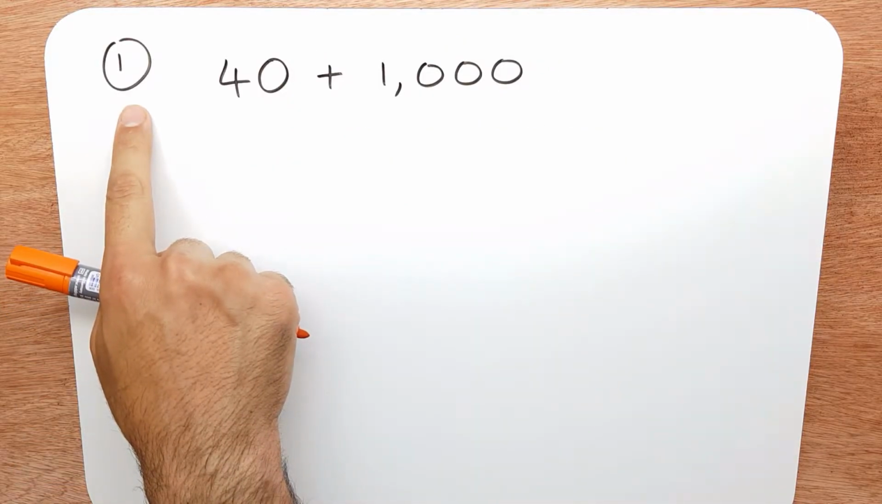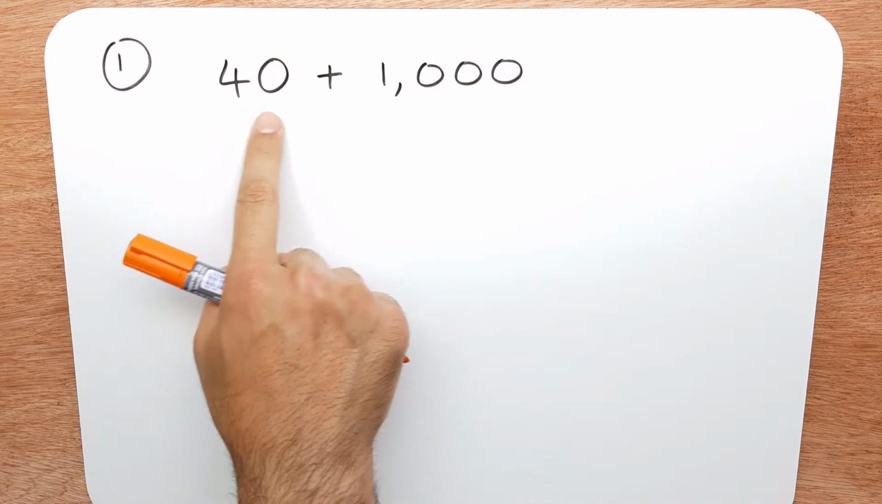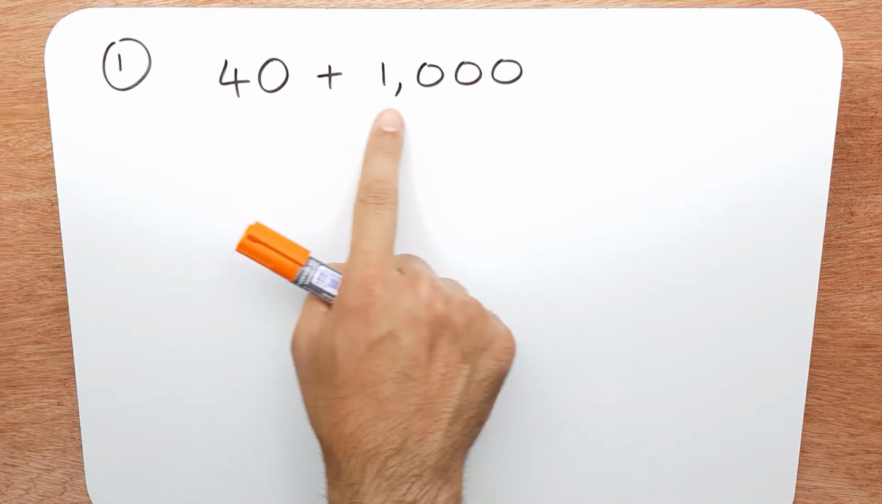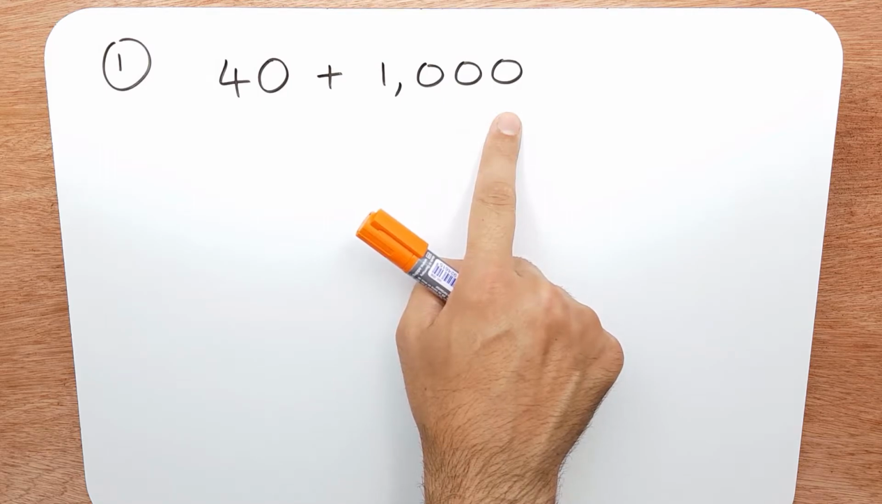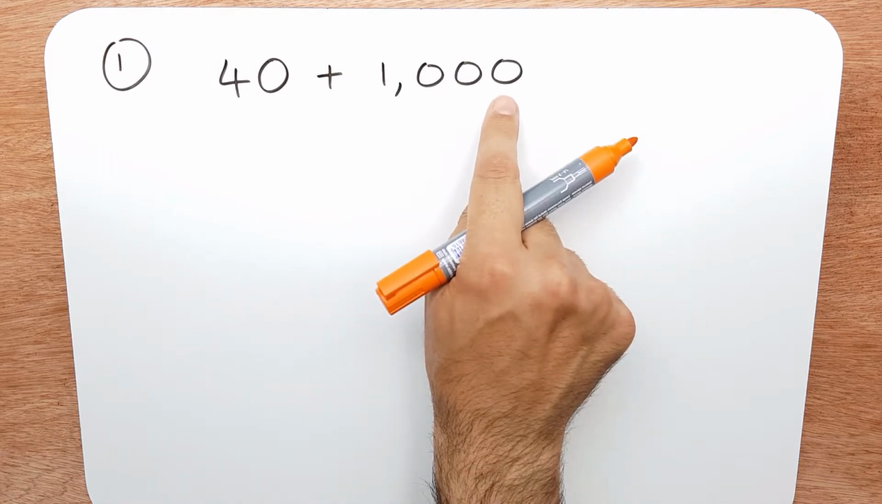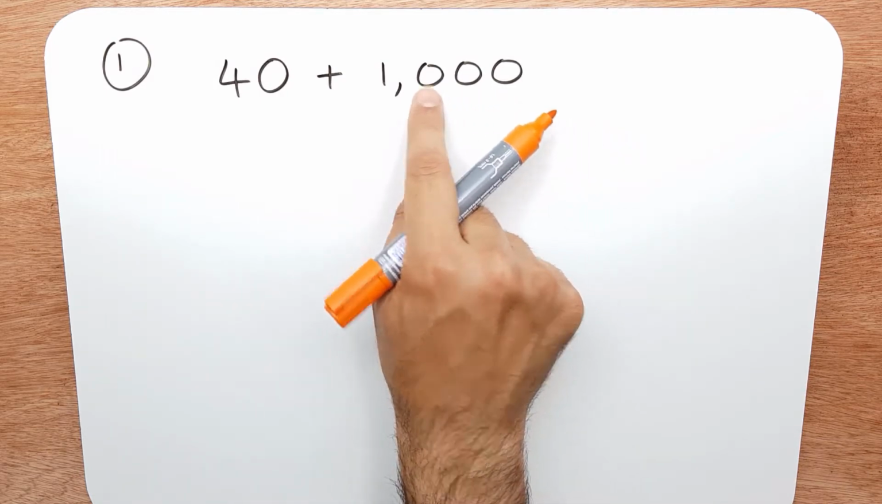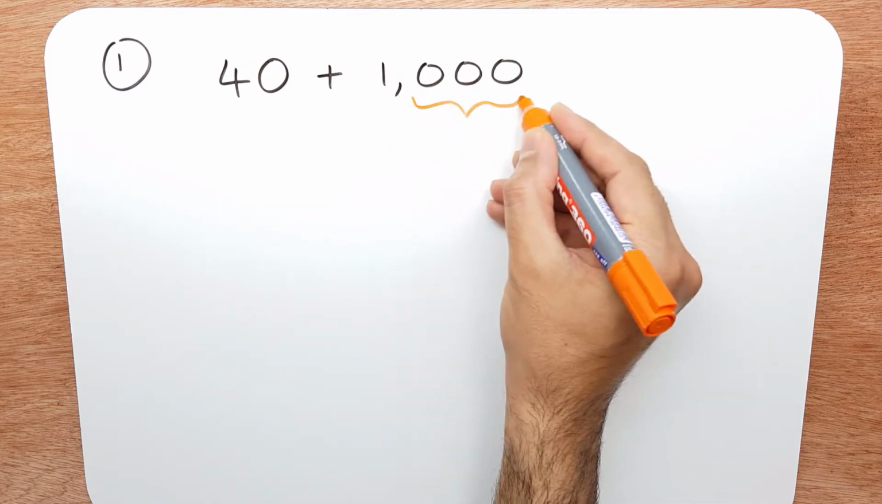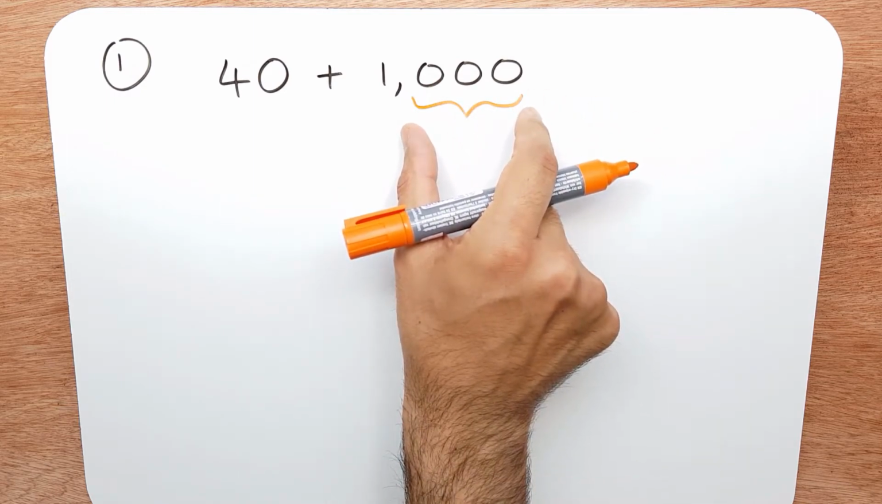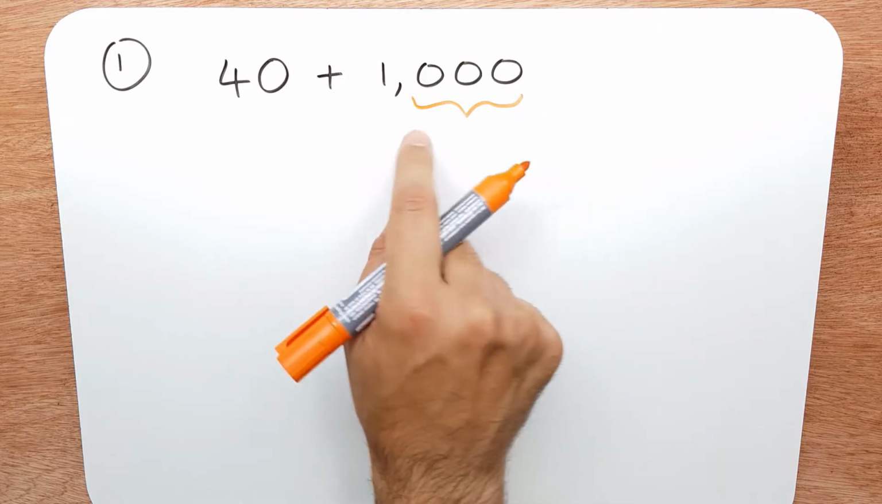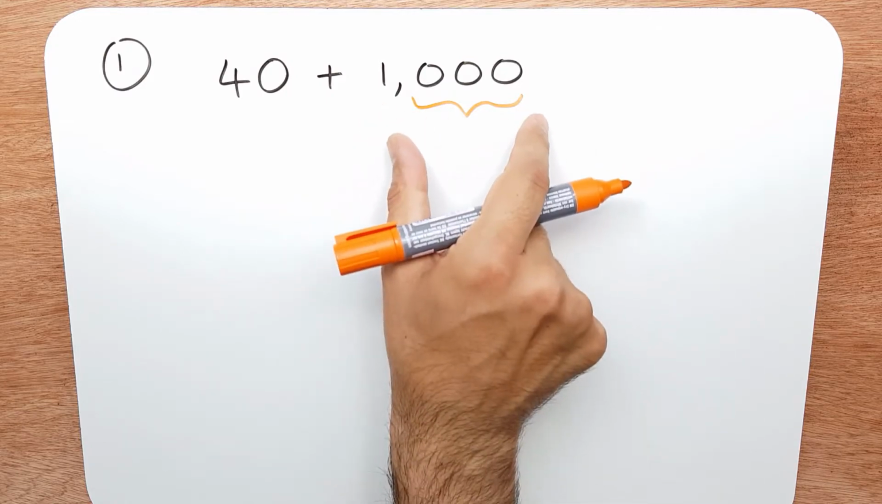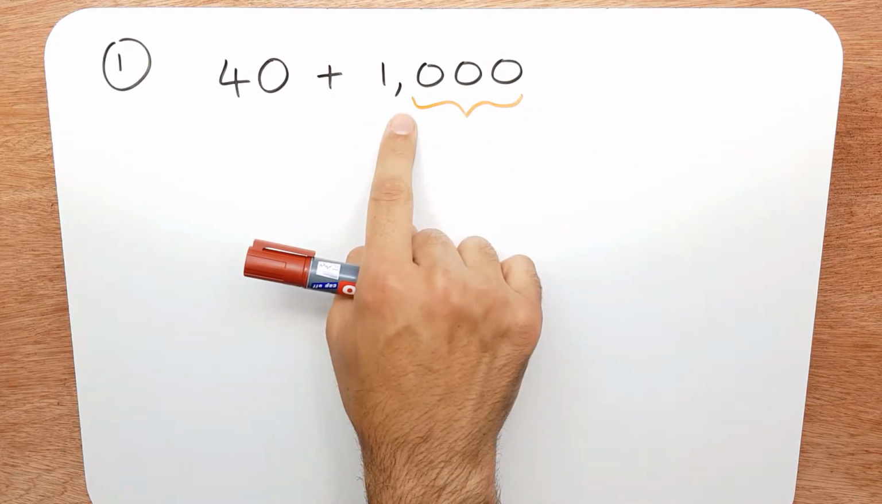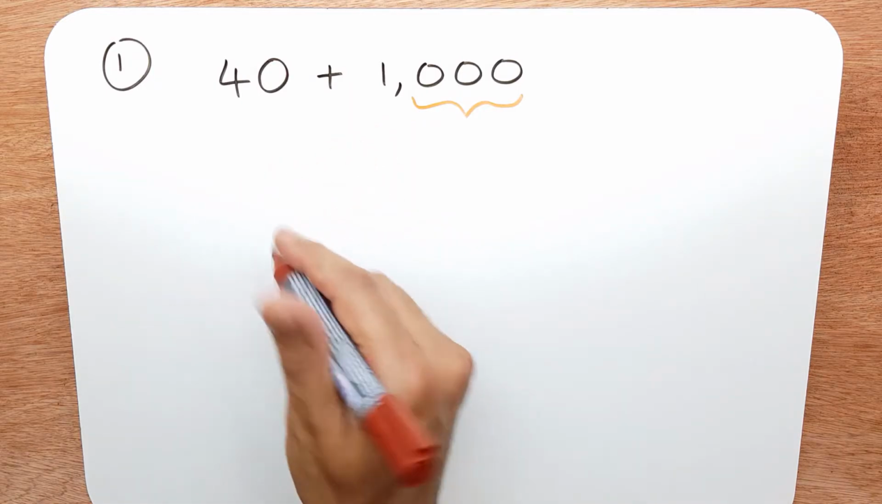Question 1, we're asked to add 40 with 1000. And remember what we said about this, 1, 2, 3. This here is our 1000. So it's 1000. So what we simply do is line them up in columns.